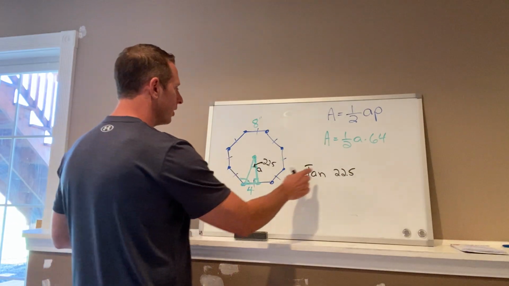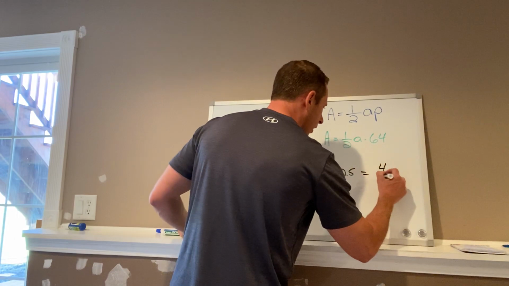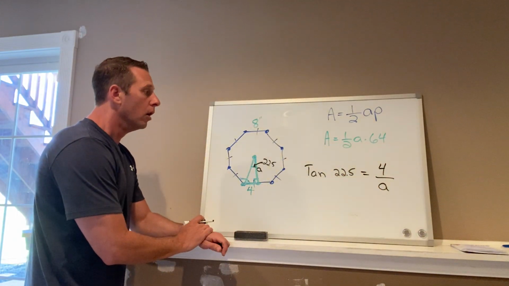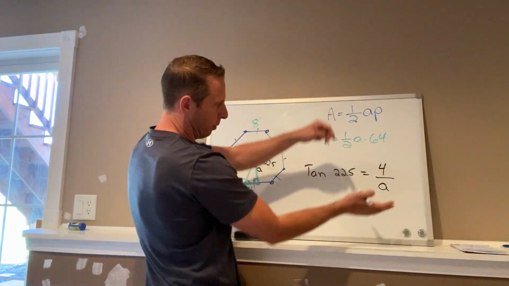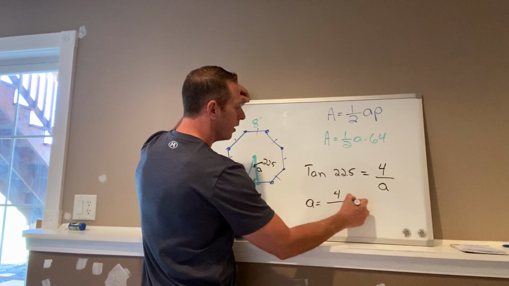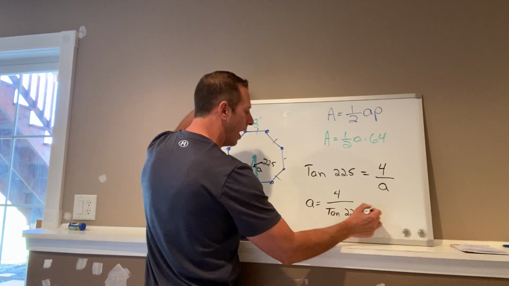Okay, tangent of 22.5 equals the opposite side over the adjacent side, which is what we're trying to find. So I want to find A. Remember, this is a proportion. We can cross multiply. A ends up being 4 divided by tangent of 22.5.